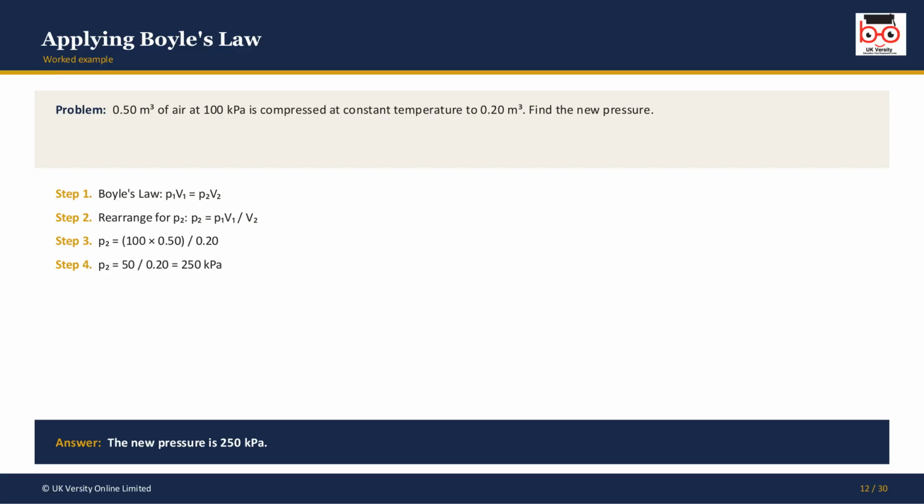Let's apply it. We have half a cubic meter of air at 100 kilopascals, and we compress it at constant temperature down to 0.2 cubic meters, and we want the new pressure. Boyle's law says pressure 1 times volume 1 equals pressure 2 times volume 2, so the new pressure is the first pressure times the first volume, divided by the new volume. That's 100 times 0.5, which is 50, divided by 0.2, giving 250 kilopascals. So squeezing the air into less than half the space more than doubles its pressure to 250 kilopascals.